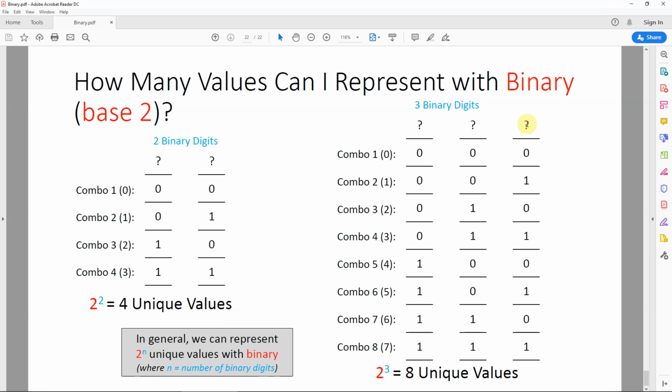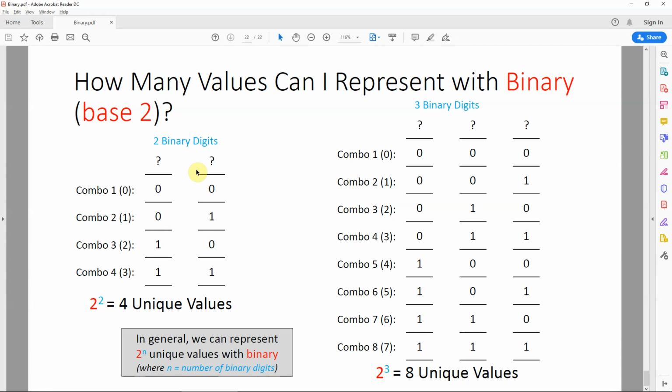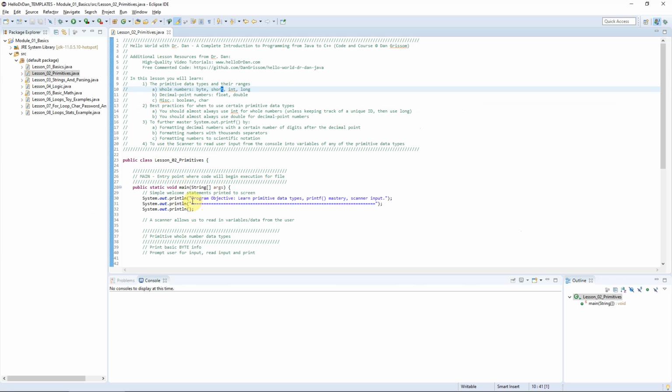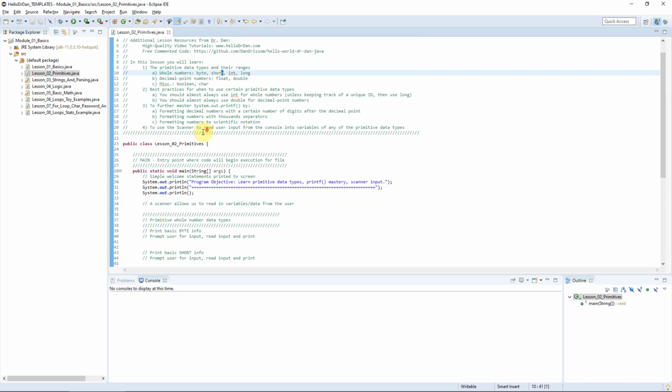What we're going to do now is jump into some code and start talking about some of our primitive data types, because essentially what we're going to see is that a lot of these primitive data types do more or less the same thing, but they have a different number of binary digits storing the data in those particular variables. We're going to do a bunch of stuff here, but let's start and focus on whole numbers.